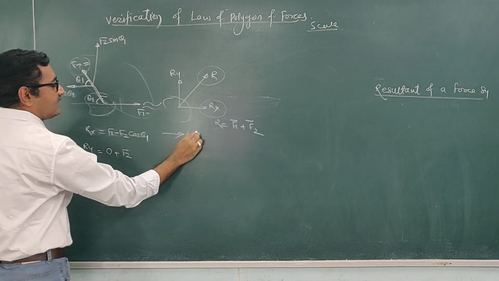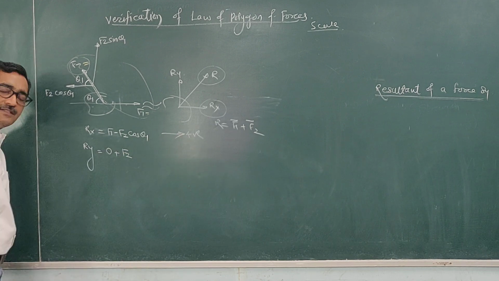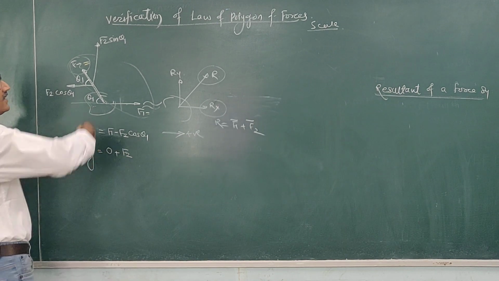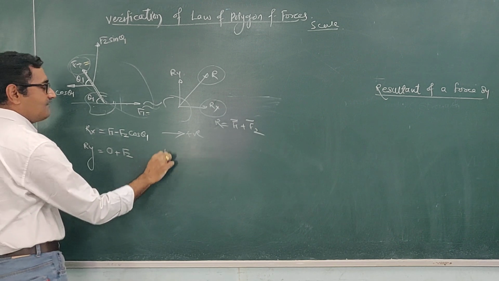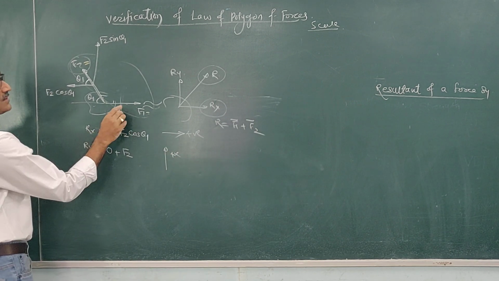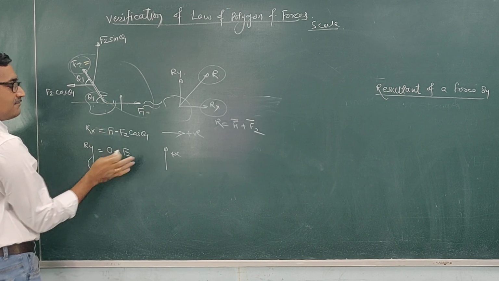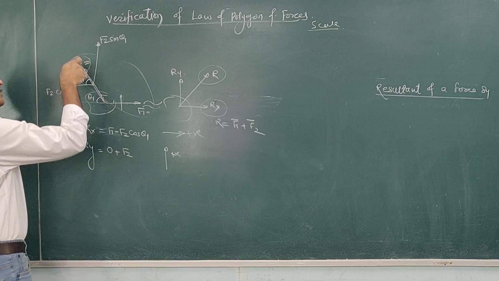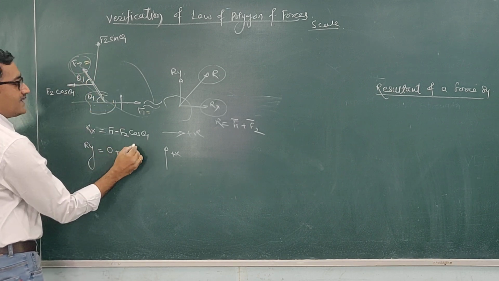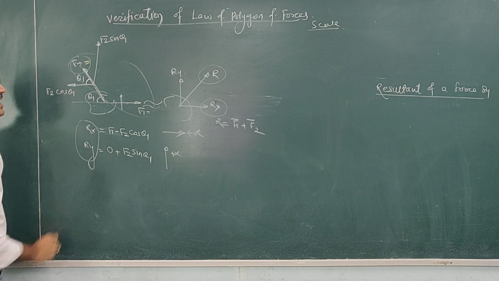Here we are considering that for adding the forces along the x direction, we use the component towards the right as positive. Adding the forces along the y direction, we consider the upward force positive. So if I consider the upward component positive, then the vertical component of this f1 is 0 and the vertical component of this f2 is upward, that's why it is plus f2 sine theta 1. In this way we can get Rx and Ry.